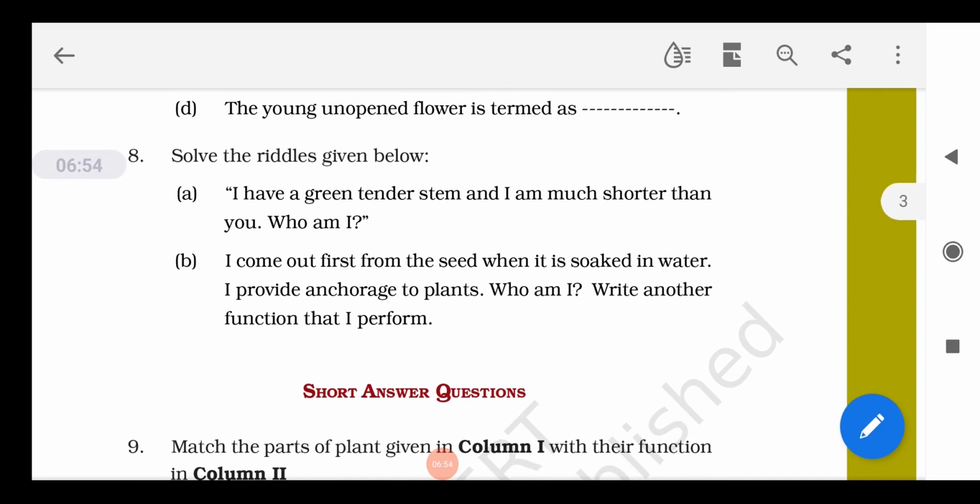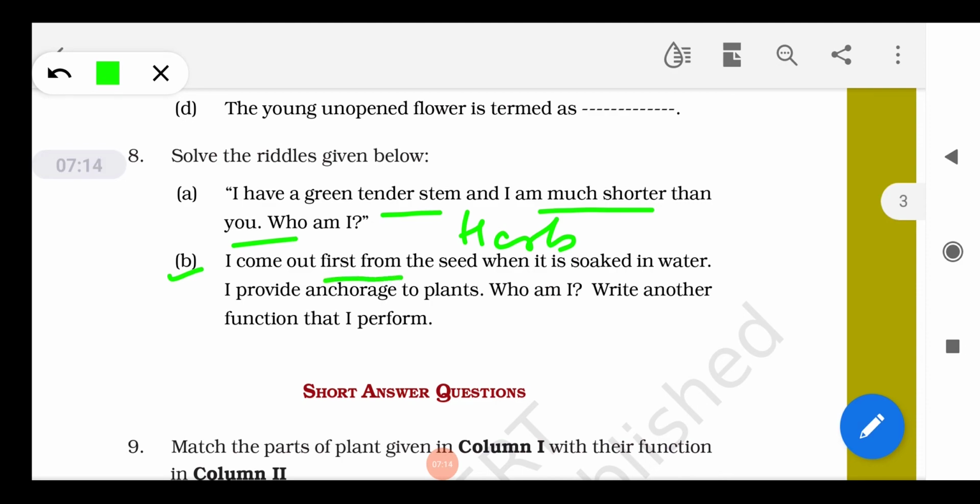Now we have to solve this riddle. I have green tender stem and I am much shorter than you. Who am I? So thin tender stems are of herbs. Okay, these are the small plants with green and tender stem.